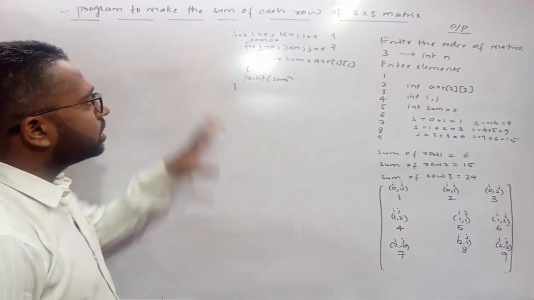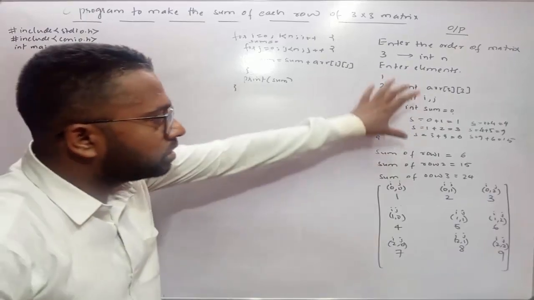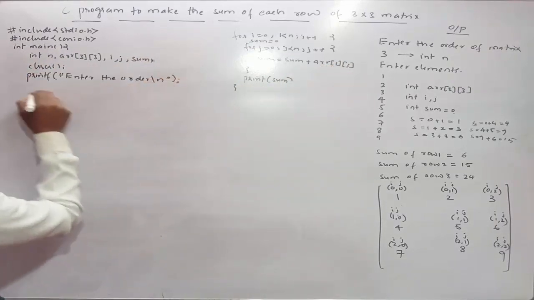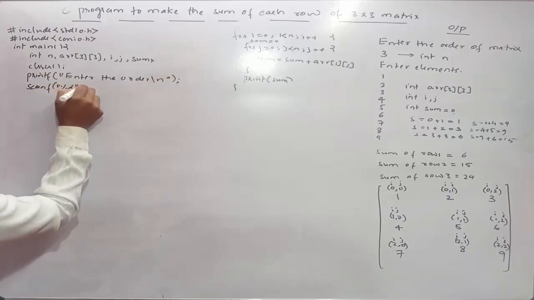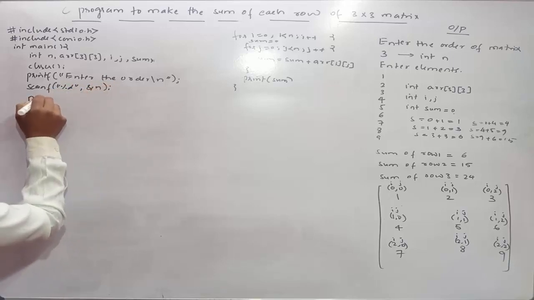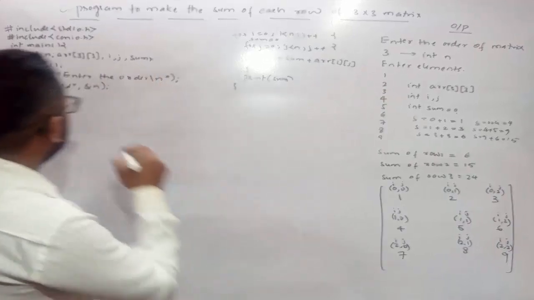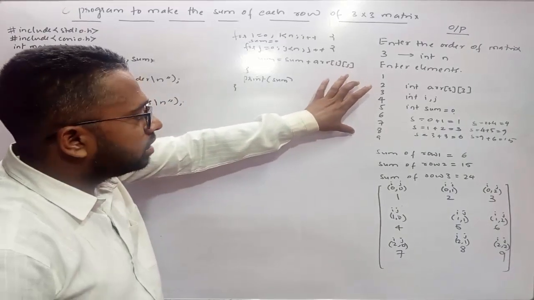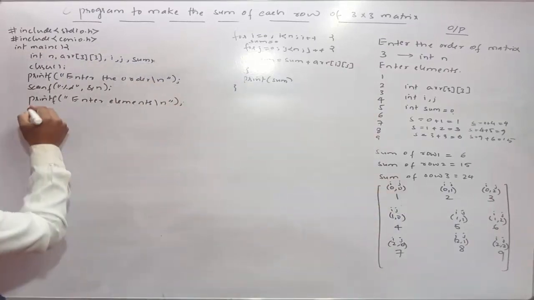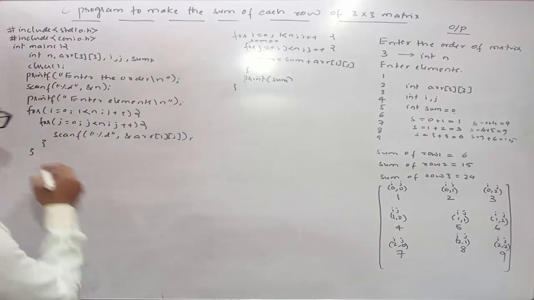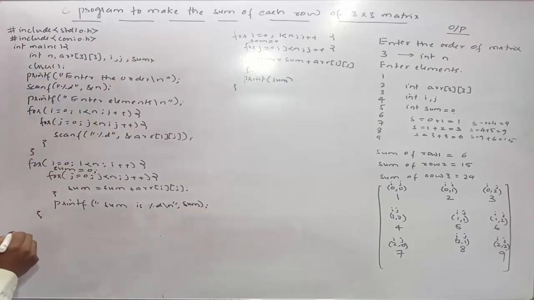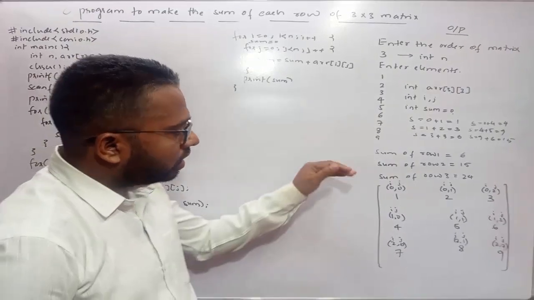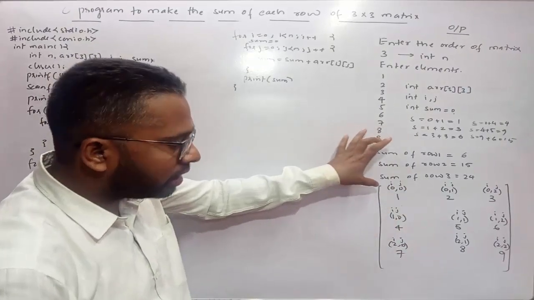So I will just use this logic to write the C program. Now we need to declare these variables. We'll leave some as it is. And we need to print that message, enter the order, and we need to accept that input, %d ampersand n, and we need to display this message, enter elements, and I need to accept these 9 elements and store these 9 elements in the form of a matrix. Close the bracket, close the bracket. Okay, now I need to use this. Close the bracket. Okay, and return 0. Okay, so this is how you can make the addition of elements of each and every row and display the output in this manner.